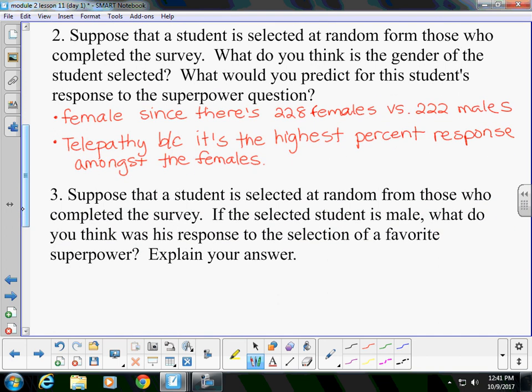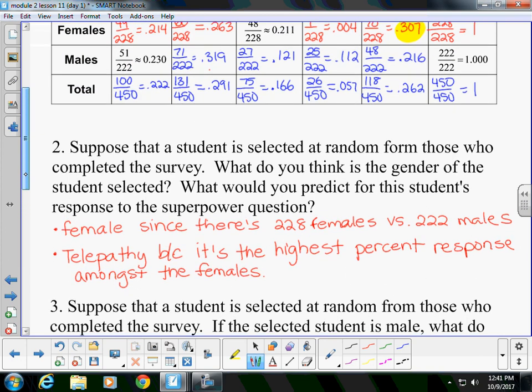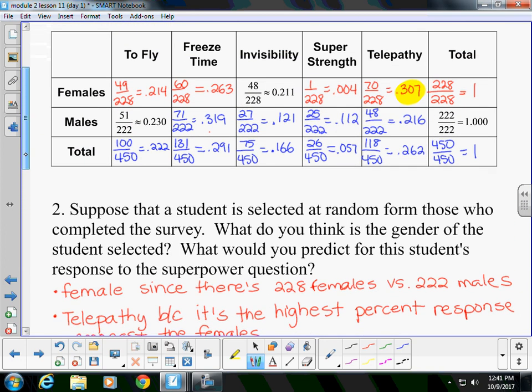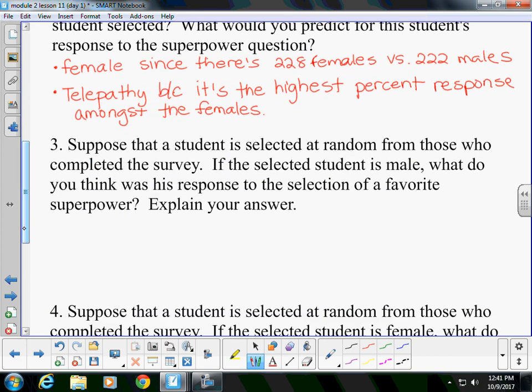Okay, suppose that a student is selected at random from those who completed the survey. If the student's male, I just actually answered that, not realizing it. If the student is male, what do you think his response would be for this favorite? So I would guess it's freeze time because that was the most popular response amongst the males.